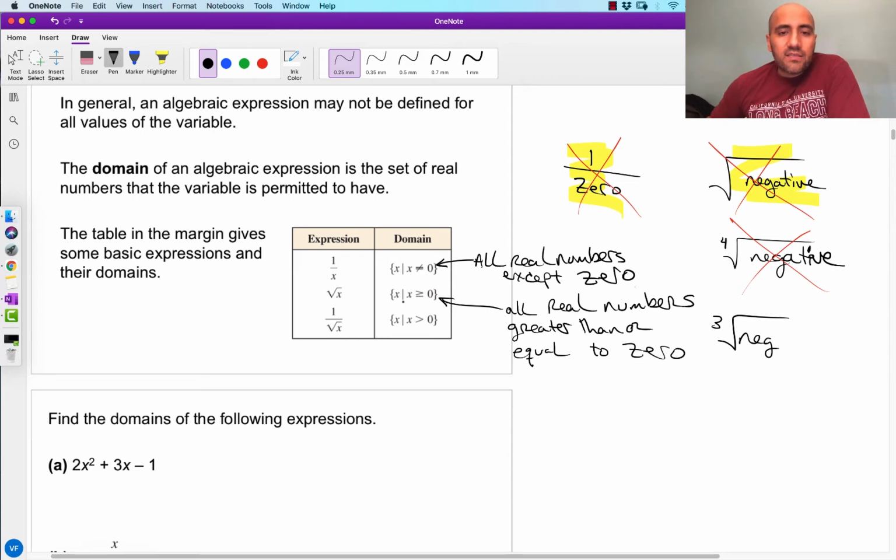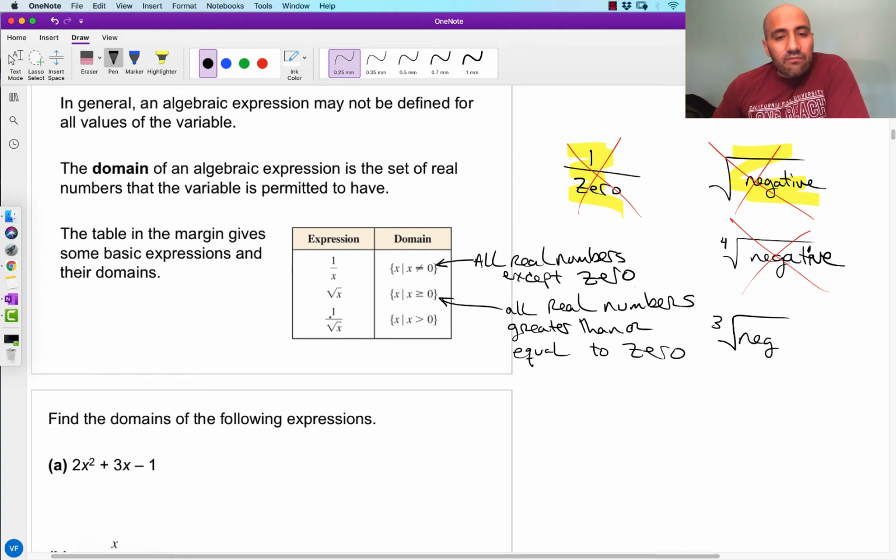So it's x such that x is greater than or equal to 0. And then finally, the last one, we have two things to consider. First of all, if we just think about the even root here, the square root of x, we can't let x be equal to a negative number, so we would allow x to be 0 or greater.